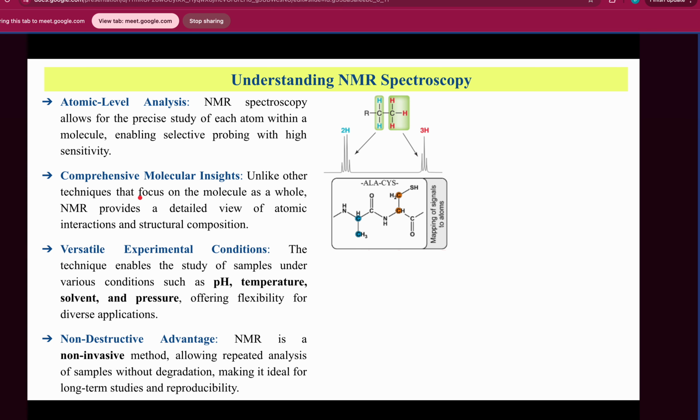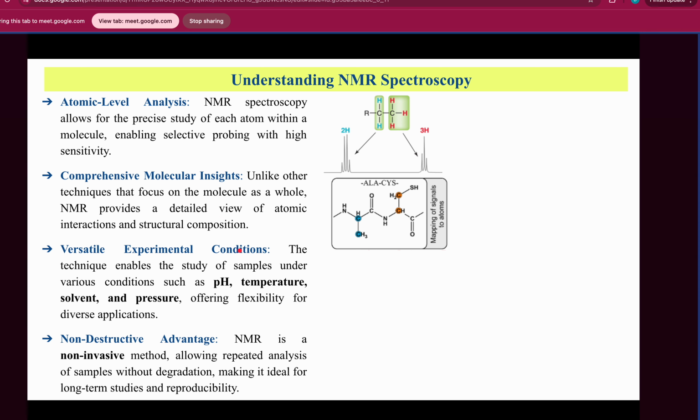Other techniques focus on the molecule as a whole, such as X-ray crystallography. In that case, we have to crystallize the entire protein, and then we observe the entire protein structure. But in this case, we do not have to focus on the entire molecule. Instead, we are focusing at the level of atoms, on atomic interactions.